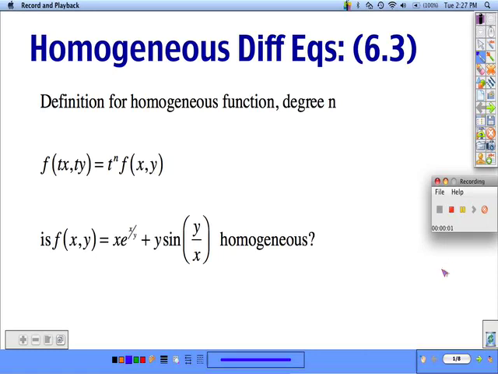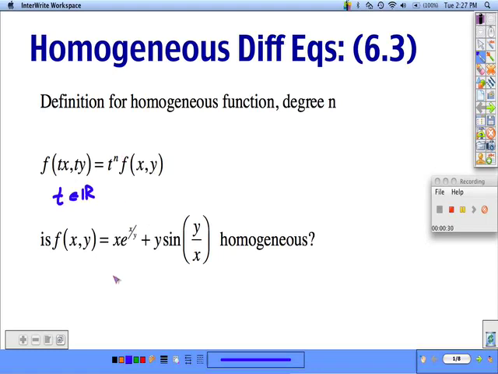In this section, we're going to look at a special type of differential equation called a homogeneous differential equation. And we're going to start with the definition for a homogeneous function of degree n. What it says is that if we plug in t times x and t times y, where t is a real number, then if it's homogeneous, that's the same thing as having t to some power times the original function.